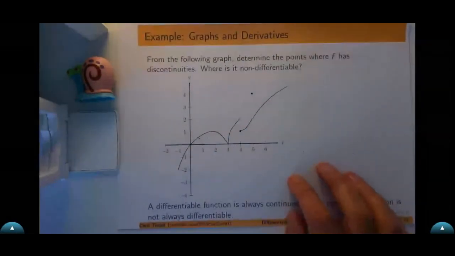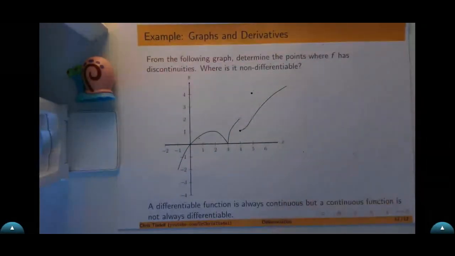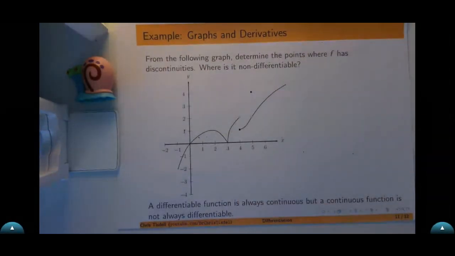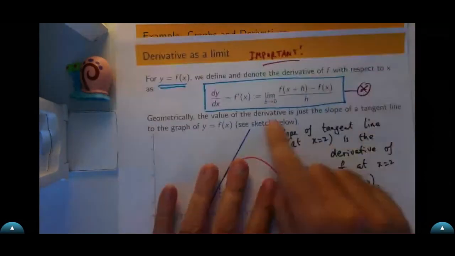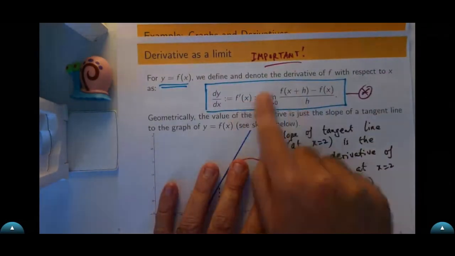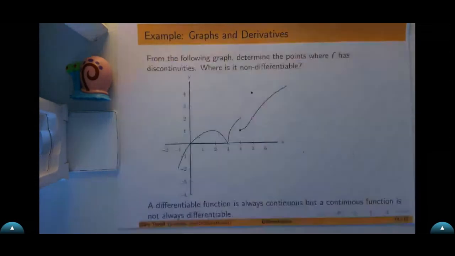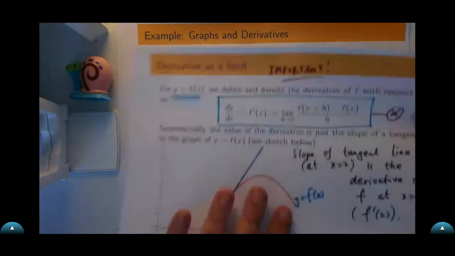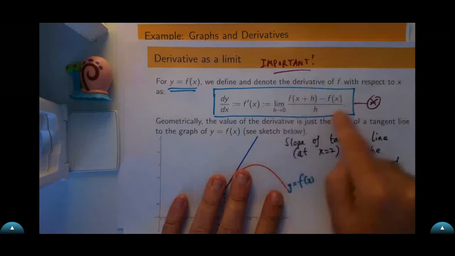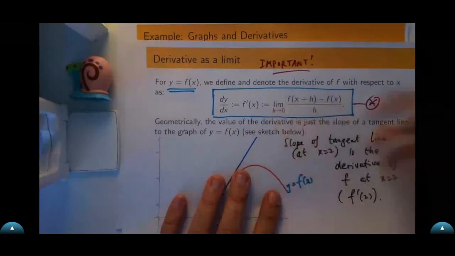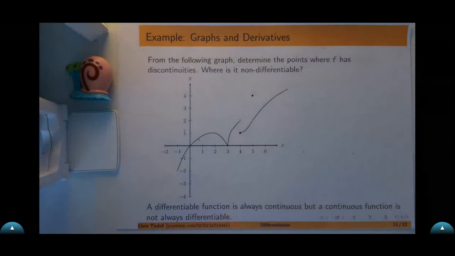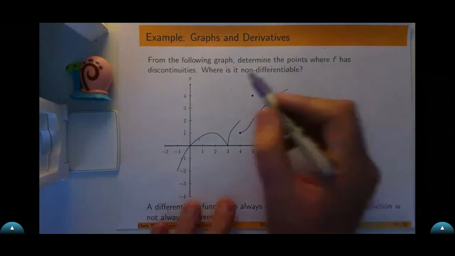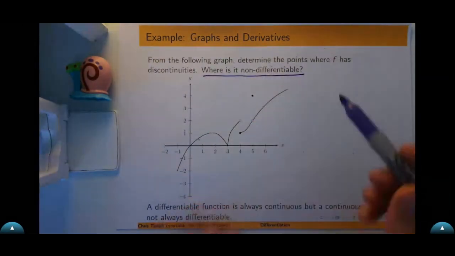When we talk about a differentiable function, what we mean is that the derivative, this limit, exists everywhere. Remember, the derivative is really a limit. So when we're talking about a differentiable function, we mean that this limit exists at the x point of interest. Now, there are some strategies here about where a function is differentiable or not differentiable.